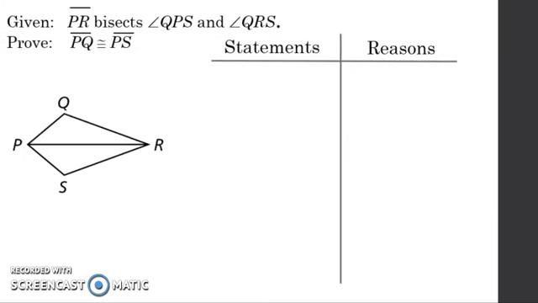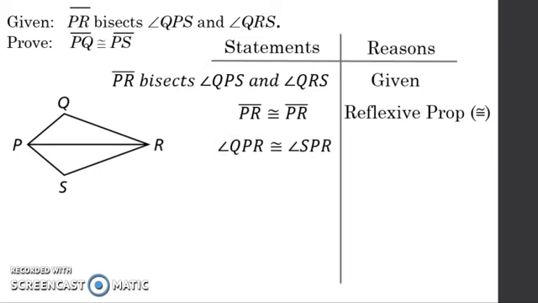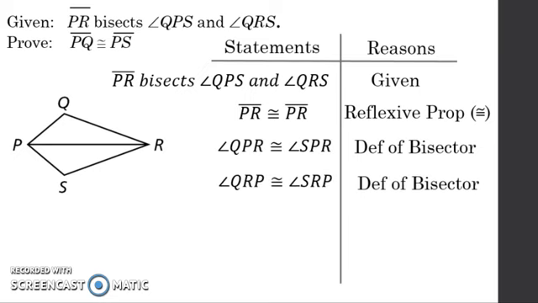All right, our next proof, this time we're looking for 2 pairs of sides being congruent. Still parts, so we're going to end with CPCTC. PR bisects angle QPS and angle QRS. That was given. We know that PR is congruent to itself by the reflexive property. Now the bisect showed up again, so we're going to use the definition of bisector, and we find that angle QPR is congruent to angle SPR. And that's by definition of bisector. And that angle QRP is congruent to angle SRP. And that's also by definition of bisector, because it bisected both angles.